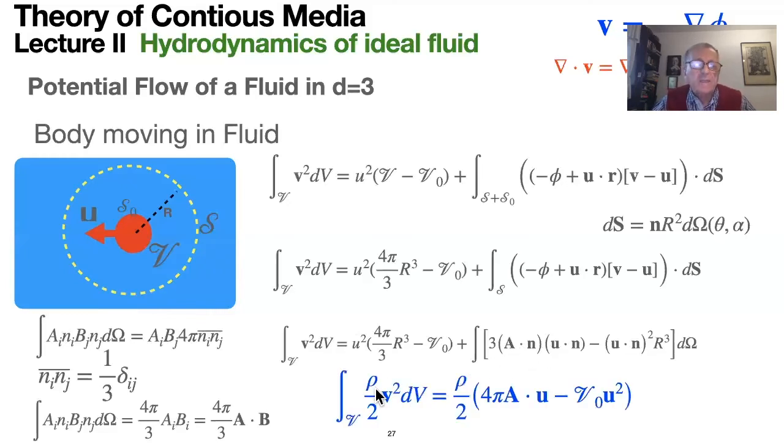So the final result of our integral is the following. Now I multiply again by the density. So the kinetic energy of the fluid, calculated with the body moving with the velocity U inside, is equal to the density times the scalar product of the vector A times the velocity of the body, minus the velocity of the body squared, U squared.